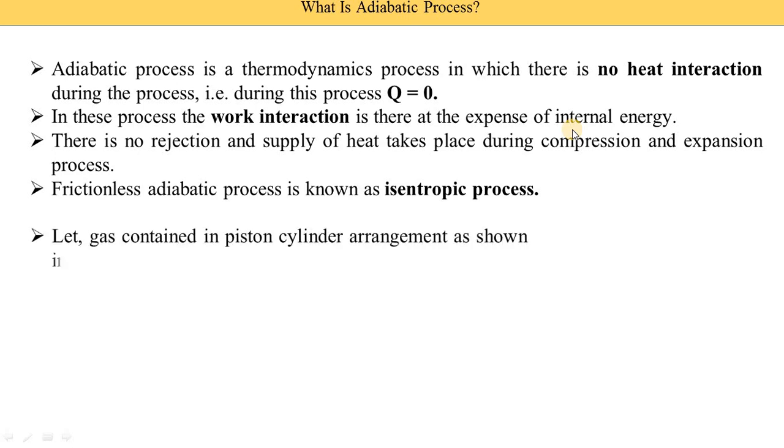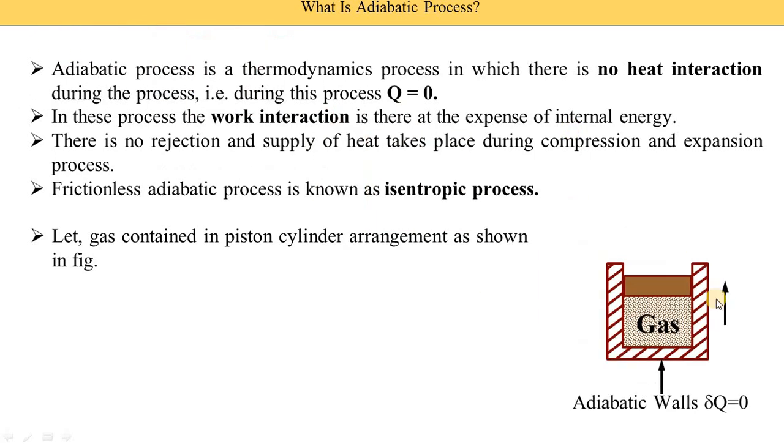Now let gas be contained in a piston cylinder arrangement as shown in this figure. So here you see the figure of the cylinder piston arrangement. This is the cylinder, this is the piston, and in between this piston and cylinder gas is filled. Here we mention that there is an adiabatic wall. Adiabatic wall means it is an insulated wall, and here we mention del Q is equal to 0, means we are not supplying any heat and the heat is not rejected from the gas to the surroundings. And this is the piston, and this piston is moving up and down. On the basis of that the compression and expansion is going on.